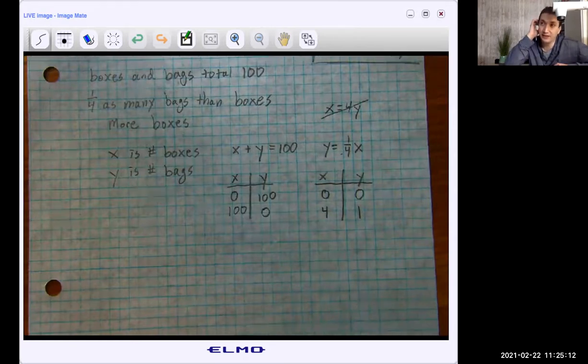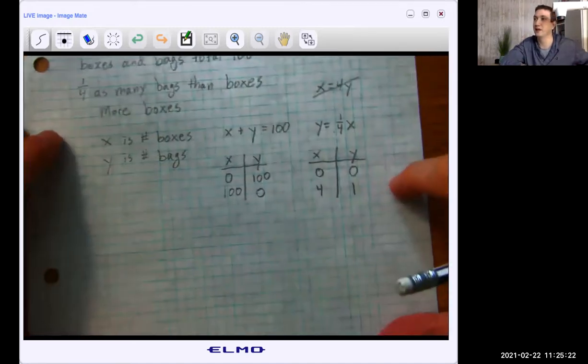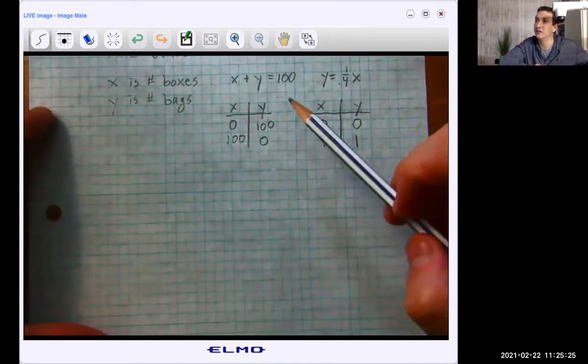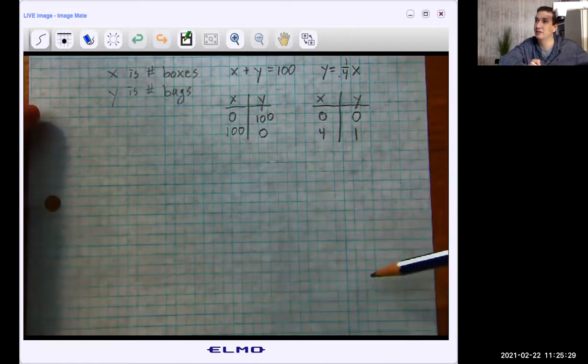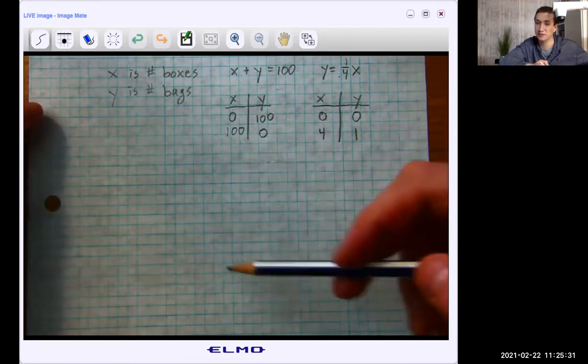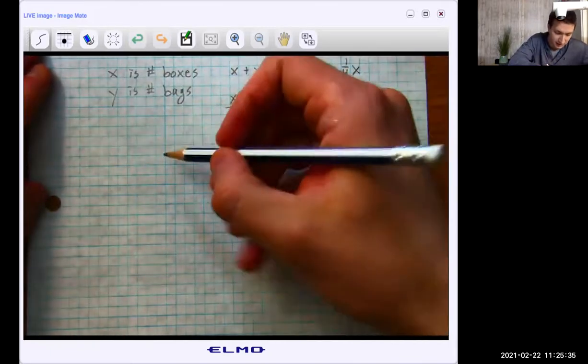I'm not going to have any negative boxes and bags, so when I draw my coordinate plane, I don't need to worry too much about the negative quadrants. So I'm going to be mostly in that first quadrant in that top right corner. So what I'm thinking is I'm going to probably change the scale to fit the 100 on there. So I might go kind of like 10 by 10, and maybe just a little bit in the negatives. So let me count that down and draw that out.